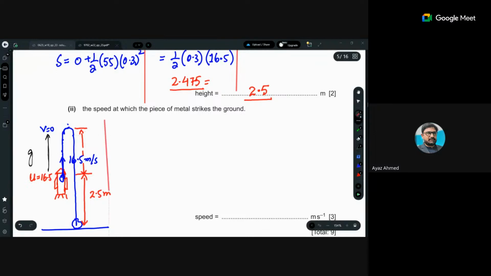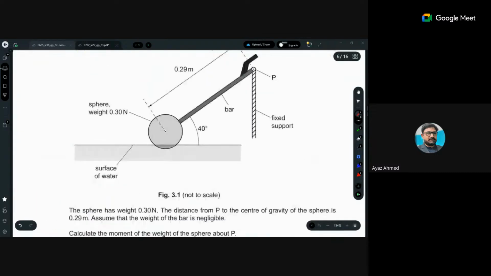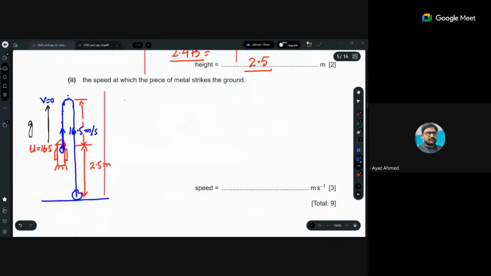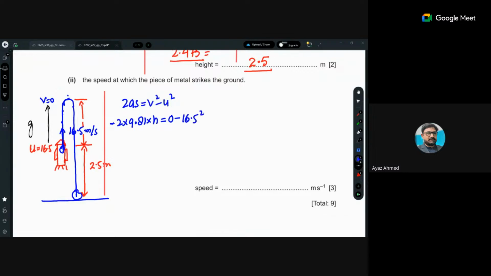हाइट के लिए कैलकुलेशन हमारे पास क्या हो जाएगी? वी विल हैव द कैलकुलेशन लाइक 2as इक्वल्स v स्क्वायर माइनस u स्क्वायर. अगर मैं कर लूं तो 2 टाइम्स 9.81 टाइम्स हाइट इज इक्वल्स टू 0 माइनस, यहाँ पे आपका एक्सेलरेशन माइनस होगा तो आई विल टेक अ नेगेटिव साइन. तो u आपके पास रॉकेट की कितनी थी? 16.5. तो 16.5 का होल स्क्वायर कर लो, तो ये आपके पास यहाँ से हाइट कैलकुलेट करें तो कितना हो जाएगा? 16.5 स्क्वायर डिवाइडेड बाय 2 टाइम्स 9.81.